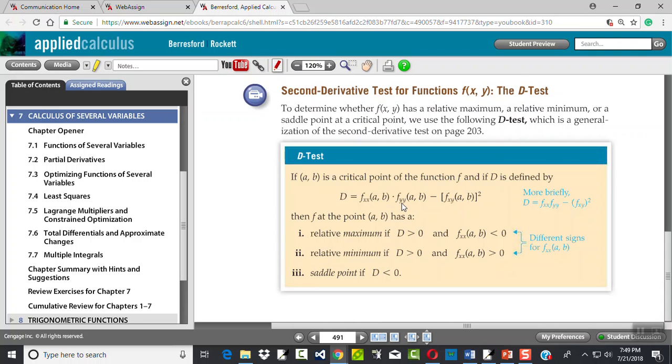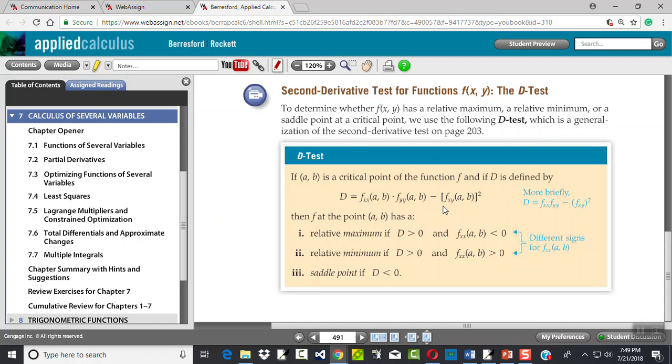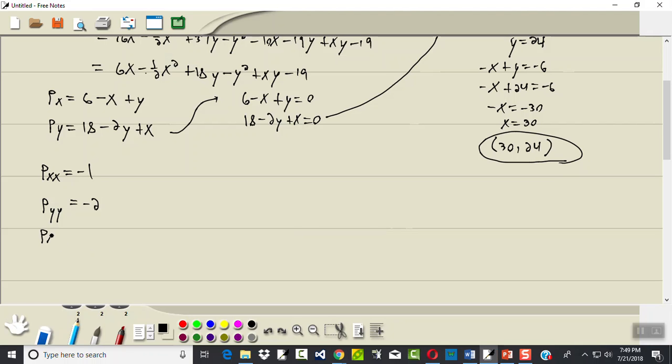We also need the second partial with respect to y, taking the derivative again with respect to y, which gives us negative 2. 18 and x would be constants, would drop away. And then xy. So taking partial with respect to x, and we're taking derivative of it again with respect to y this time. 6 drops away, negative x drops away, they're both constants. Derivative of the partial with respect to y, this would be 1.